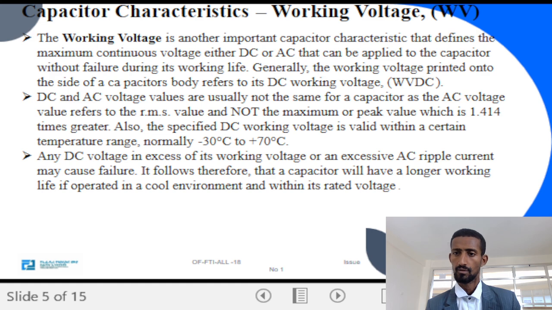Also, the specified DC working voltage is valid within a certain temperature range. If the temperature varies, it will affect the working voltage of that capacitor. Any DC voltage in excess of its working voltage or an excess of AC ripple current may cause a failure. It follows, therefore, that a capacitor will have a longer working life if operated in a cool environment and within its rated voltage. The capacitor should operate within a nominal temperature as well as within its working voltage range.